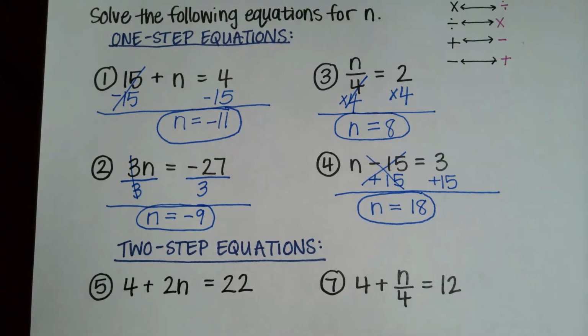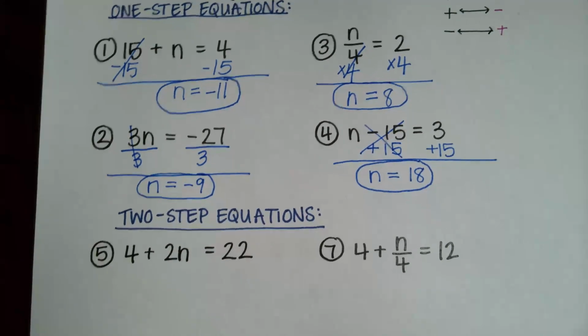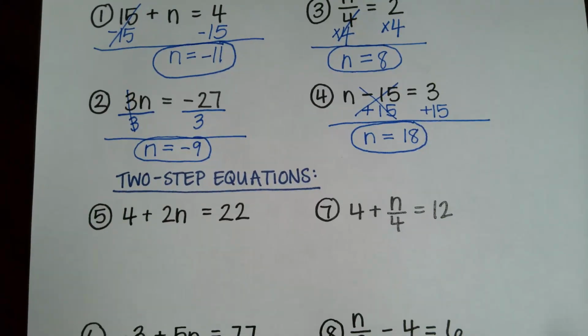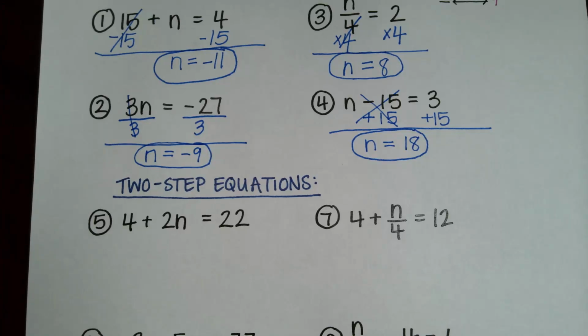Okay, let's go ahead and move on to our 2-step equations. That's numbers 5 through 8. Now, with 2-step equations, there's some things that we need to keep in mind. We can't just get all willy-nilly and start doing things in a random order. We do have a certain order that we have to solve things in. So, do any of you remember what we always need to do first when we have equations with more than one operation?